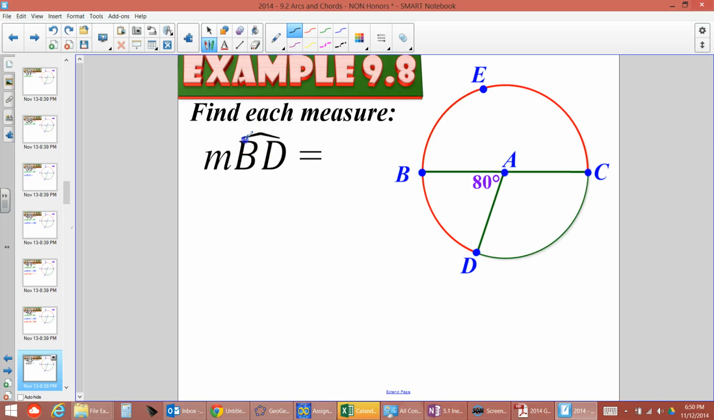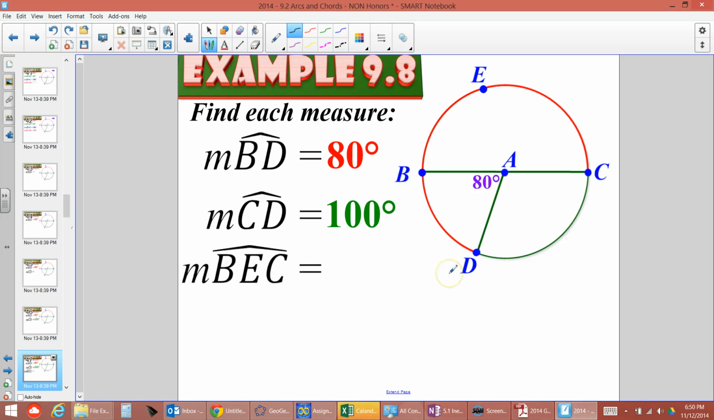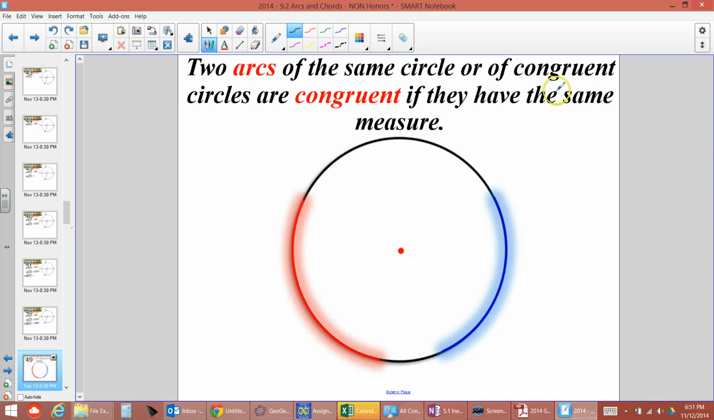So now if it asks us to find the arc, here we go. Remember how we're supposed to change this? It's not hard, it's smooth, it's curved like that. But arc BD is going to be 80 degrees. Arc CD is going to be 100 degrees. Arc BEC is going to be 180 degrees, half a circle. And we also know that two arcs are considered congruent if they have the same measure.